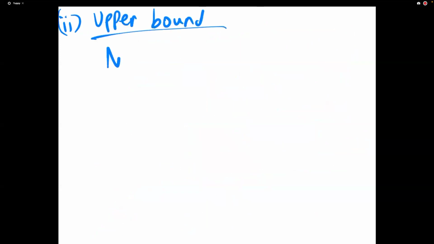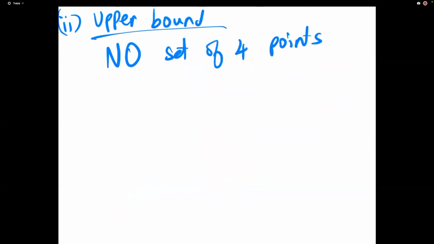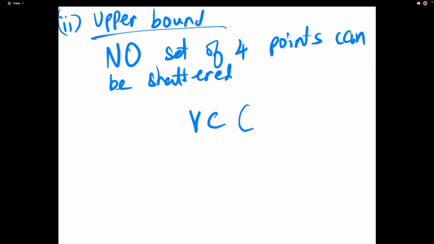And for this, the claim is no set of 4 points can be shattered. For this, you have to go through that argument, which I made before. If you can prove this, which we can, this means that the VC dimension of this set, I'm calling that H, is less than 4. So we proved before that VC is at least 3 and VC is less than 4. VC has to be an integer, which means VC equals 3.